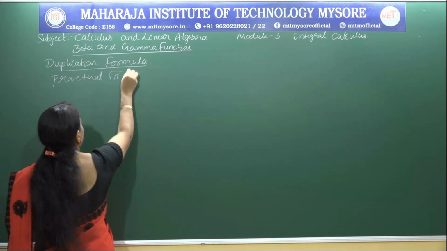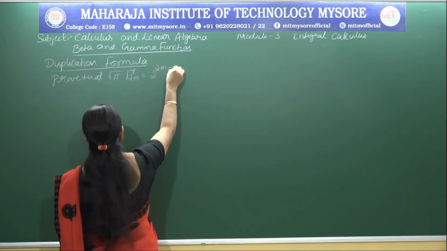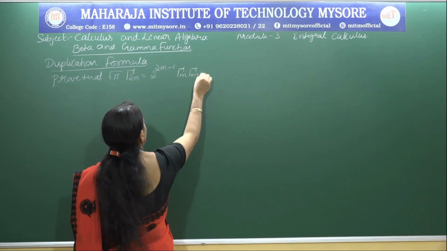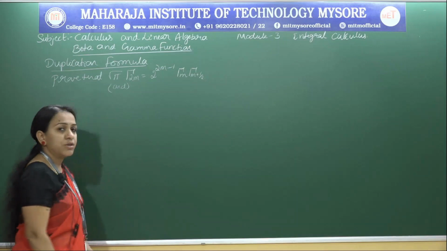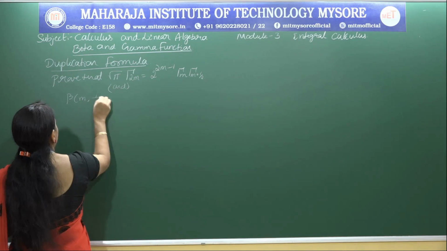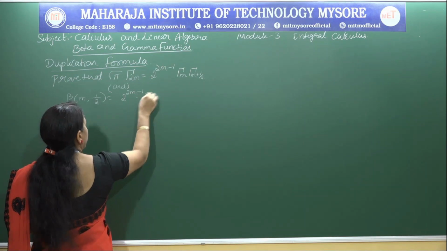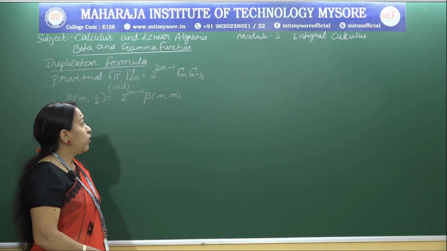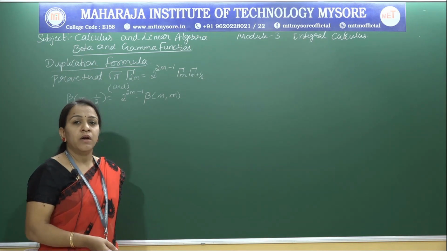root pi into gamma 2m is 2 to the power of 2m minus 1 into gamma m into gamma m plus 1 by 2. So that is in terms of gamma, and also we have in terms of beta, that is beta m comma 1 by 2 is 2 to the power of 2m minus 1 into beta m comma m. So we are going to prove both, in terms of beta and gamma, at a time.